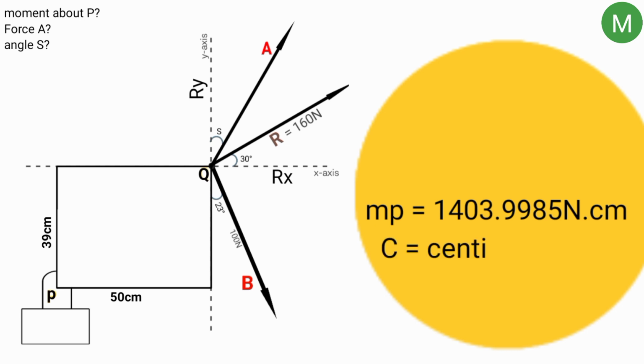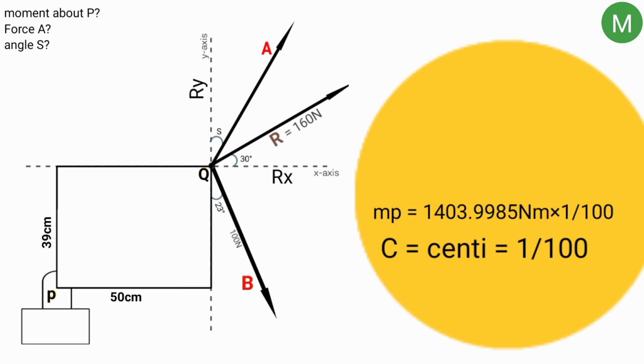If we wish, we can convert the units Newton centimeters to Newton meters. C is centi, and centi is equivalent to 1 over 100. So moment now equal to 1403.9985 Newton meters times 1 over 100, which is 14.039985 Newton meters.